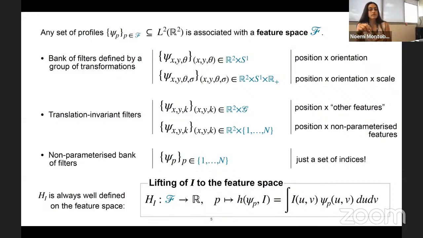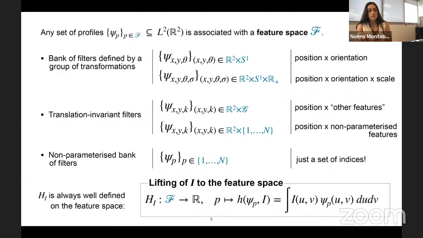So for instance, if we suppose that we have a bank of filters that are convolutional filters that are learned from data, in that case, we have the invariance by translations. So we have the first two positional coordinates, but then the third index is just an index in this case because the filters are learned. So the features in that case wouldn't be explicitly parameterized. Or even more generally, we can have a bunch of filters with no parameterization of any kind.